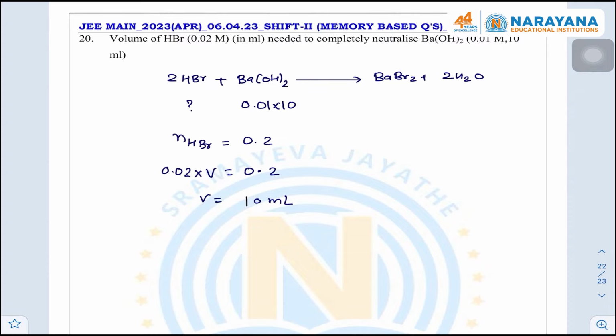Next, a basic question from stoichiometry again. Volume of HBr needed to completely neutralize barium hydroxide solution. So we can write the reaction here. 2 HBr will react with 1 mole of Ba(OH)2. So millimoles of barium hydroxide is 0.1 here. We can see that millimoles of HBr is 0.2. So molarity 0.02 and volume is required to calculate, and we will get volume 10 ml.